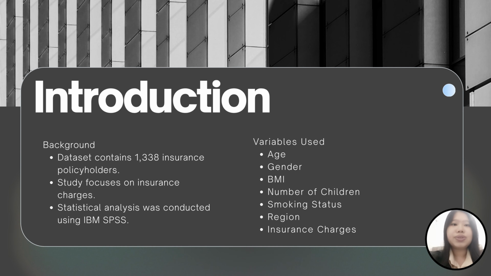This study uses a dataset containing 1,338 insurance policyholders. The dataset includes variables such as age, gender, BMI, number of children, smoking status, region, and insurance charges. The purpose of this analysis is to understand factors that may affect insurance charges and to gain useful business insight.